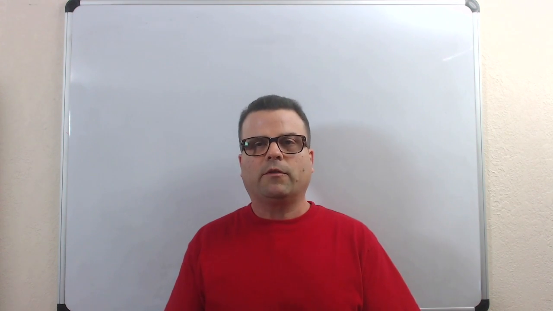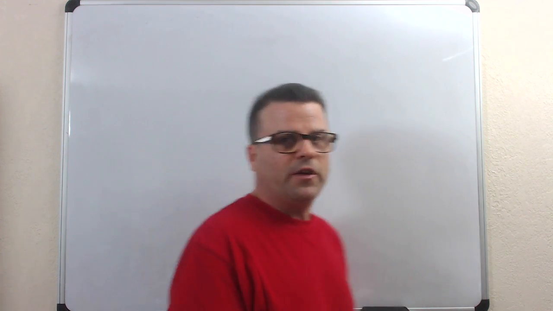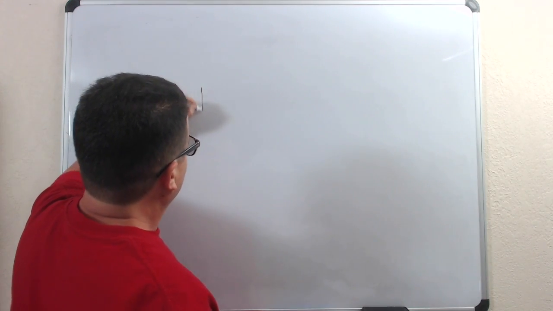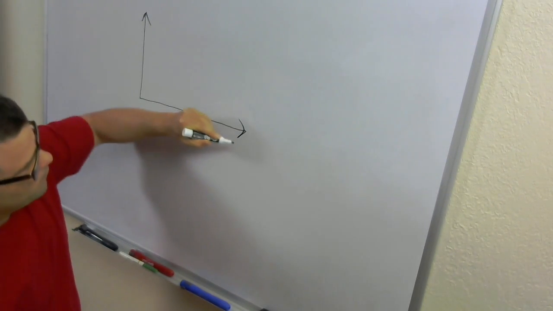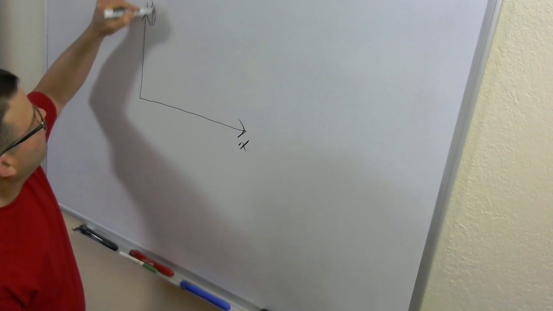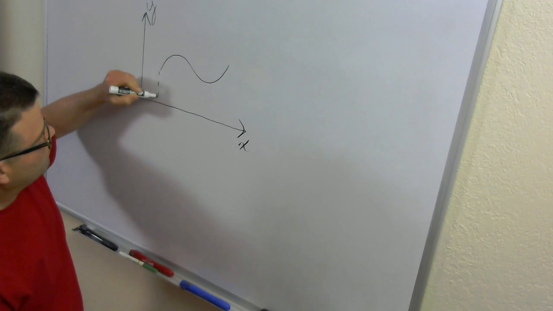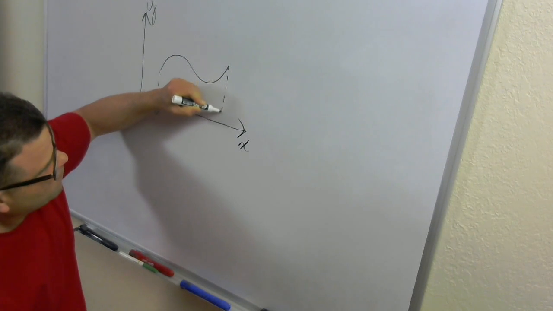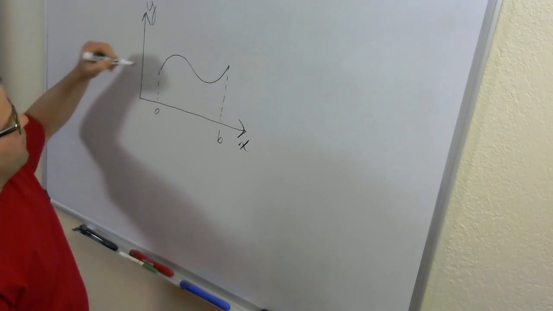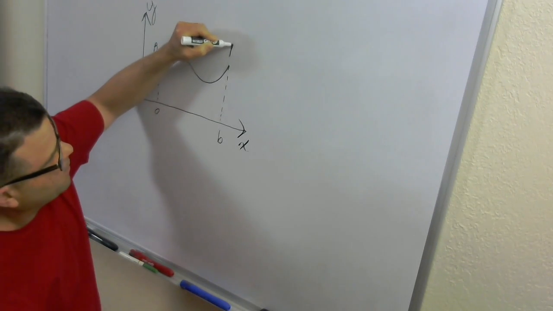I think the heart and soul of the mean value theorem should be accessible to just about everybody, right down to Algebra 1 students. So consider the function f of x. I'll draw that in the first quadrant. I'll draw it from x equals a to x equals b. And I'm going to label this point right here the point A, and this point the point B.